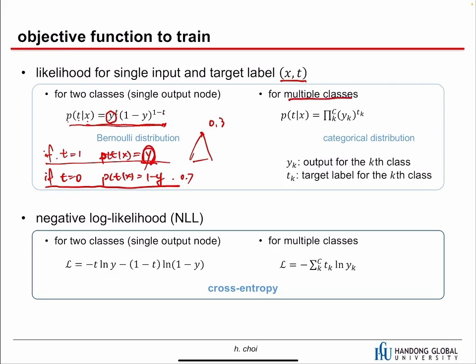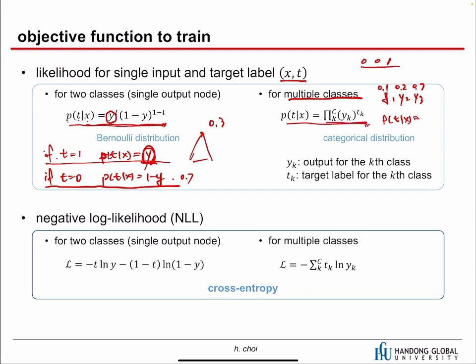And if it is multiple classes, then we can have these equations. If you are confused, then you can think of just a simple example. Let's say when t looks like this, which means the target label is the 3rd class. Then the neural network has 3 outputs, y1, y2, and y3. So let's say this one is 0.1 and 0.2 and 0.7. And t looks like this, which means the true label says it is the 3rd class. Then what is the probability?